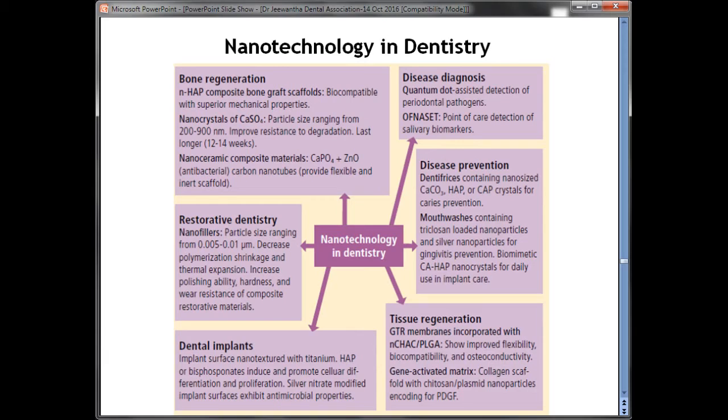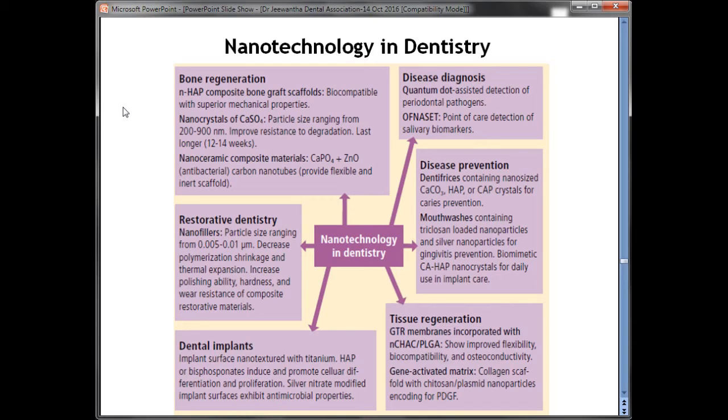Now let us have a look. Right. So the bone regeneration. You know better than I do, of course. Dental implants, disease prevention. Now mouthwash. You know the commercial level mouthwash. What is the purpose of having a mouthwash? To prevent bacteria.